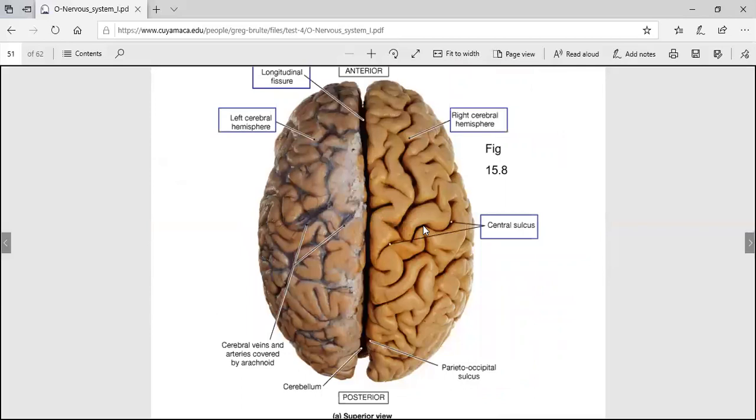Almost finished. So be careful here. Opponent's like, what's a bump? A gyrus. What's an invagination? A sulcus. What's this big fissure that's long and going down the middle? Longitudinal fissure. Now, I probably wouldn't do it on this model, but this sulcus is very important. Central sulcus. Okay?